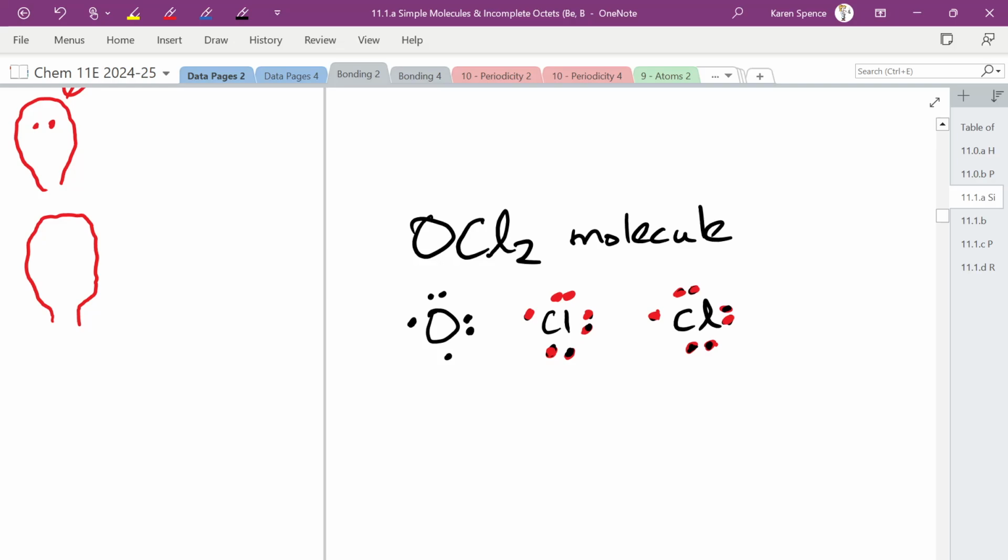Have you guys finished? You got one finished? So where did you put the O? Did you put it on an end or in the middle? In the middle. It's going to have to be the one that goes in the middle because it can make 2 bonds. So we would have an O.